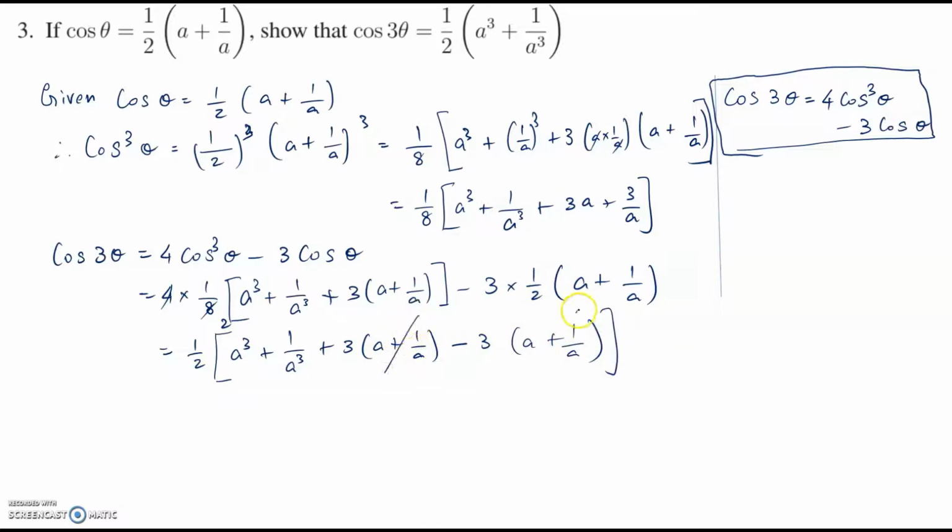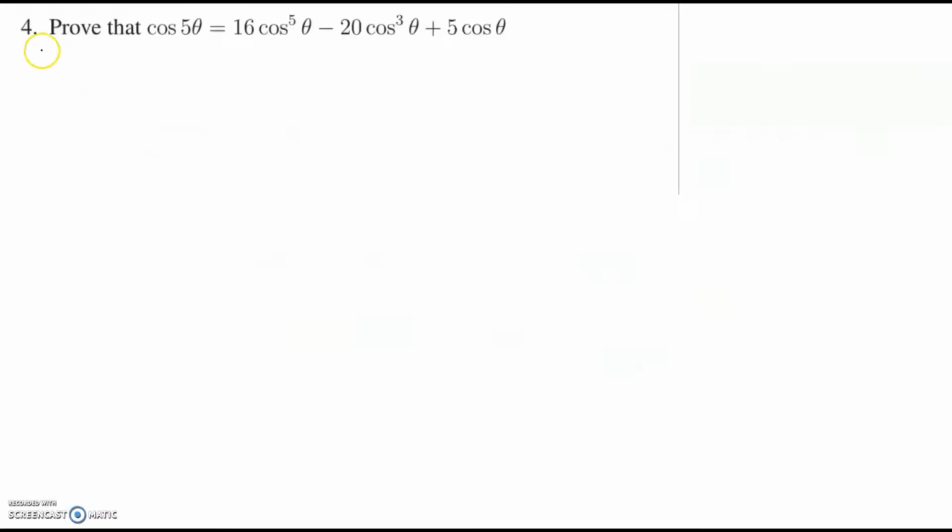Now these two expressions will get cancelled. So you will be left with half into a cube plus 1 by a cube. Therefore, LHS is equal to RHS. Hence the proof. Question number 4.